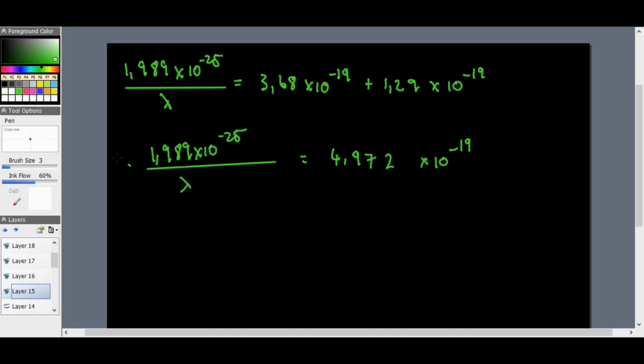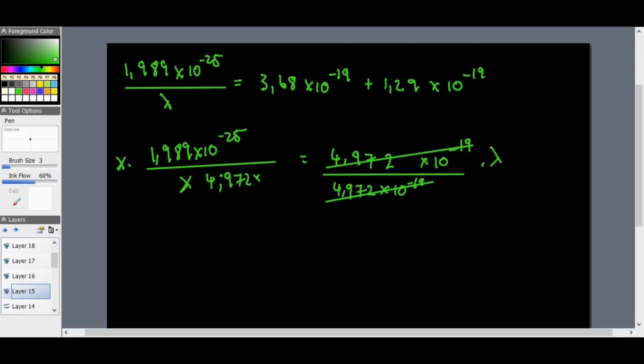So obviously if I multiply both sides by lambda, and then I divide both sides by this number, which is 4,972 times 10 to the power of negative 19, these will cancel on this side. And then I'll have 4,972 times 10 to the negative 19. And therefore, after all this work, most of it is just writing most of these things out. It's not even a lot of work, really.